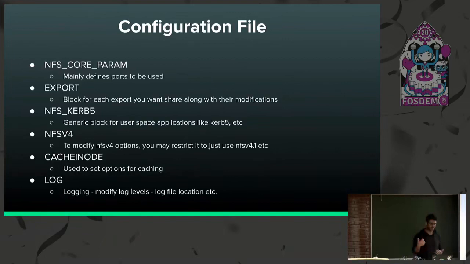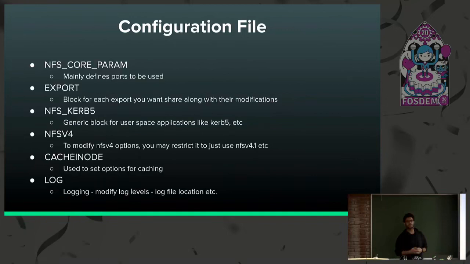It can be multiple, you can export multiple file systems. And then we have the generic NFS Kerberos block, the NFS_KRB5 block. So here, for example, the NFS_KRB5 block will communicate with Kerberos if I'm using Kerberos for authentication. So this block is basically used to modify functions and options for my Kerberos. And then we have the NFSv4 block, as the name suggests.